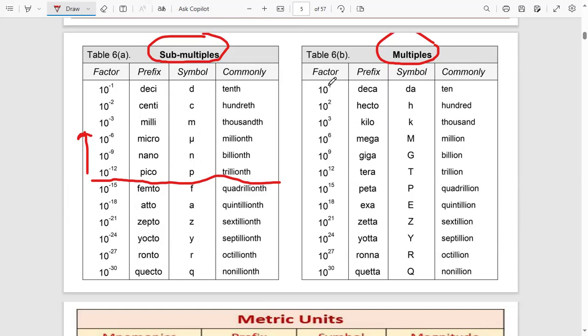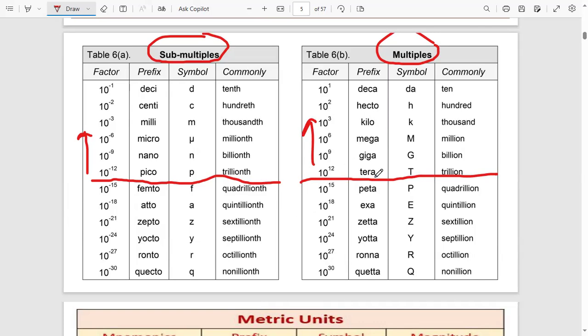On the multiples, you notice that it's the same powers, but you have positive powers. You can see all those positive powers. For those of you doing premaths and NS, you end here, going up there. You don't concentrate on these down here.